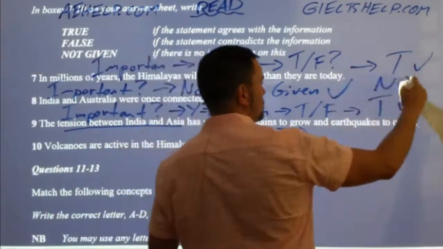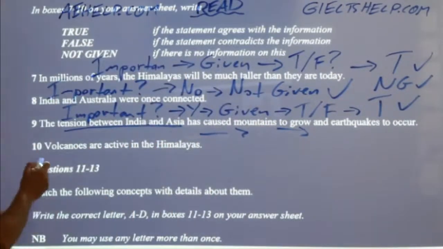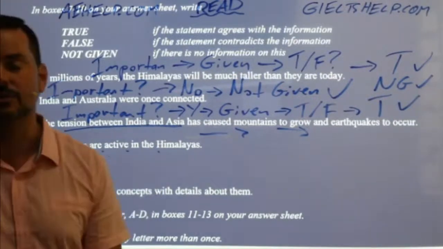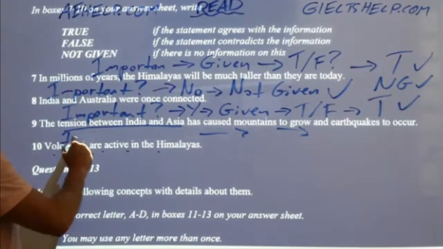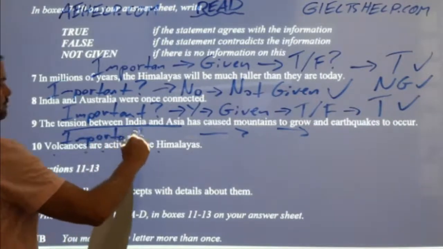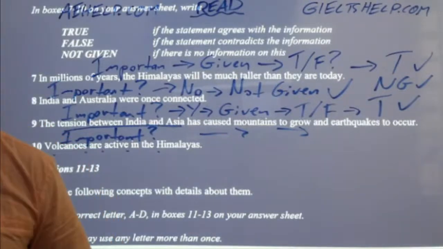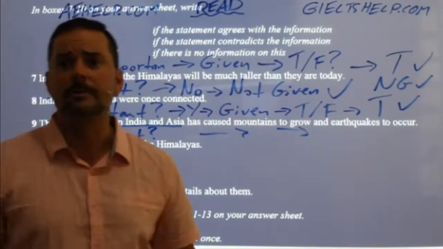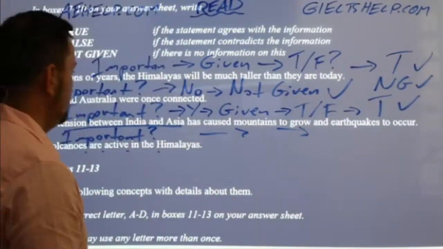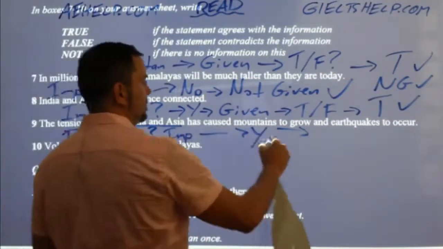Not given, by the way, you can just do like that. Okay. And number 10, volcanoes are active in the Himalayas. Is it important to know about volcanoes for the formation of the Himalayas? So is this one important? Is it important? Yay, nay. Volcanoes? Yeah, it's important because volcanoes also form mountains, right? So that's important. So important, yes. Okay, so we know that it's given.